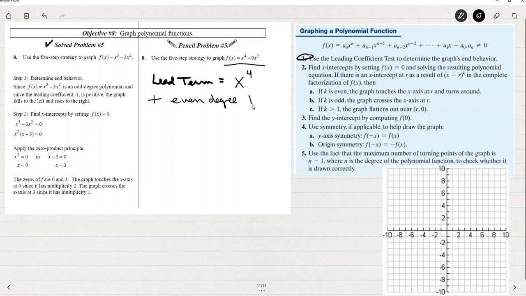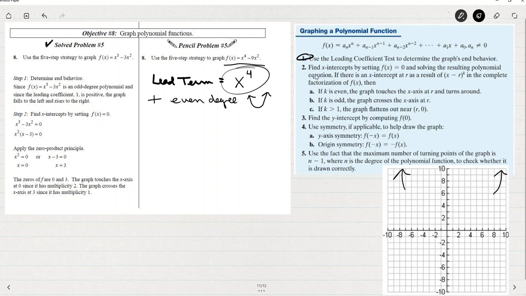So I know that this behaves like a parabola, a positive parabola, a parabola opening upward. So we see that it rises to the left and it rises to the right. I don't know a lot about the graph yet, but I know that at most it crosses this axis 4 times, and I know that to the left it's rising and to the right it's rising. So I know that the end behavior looks like a positive or upward opening parabola. So that's the first thing I've got.